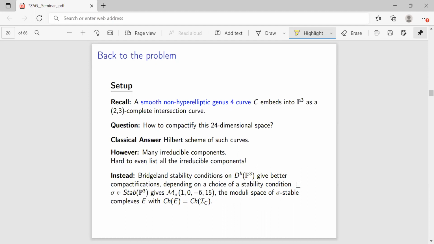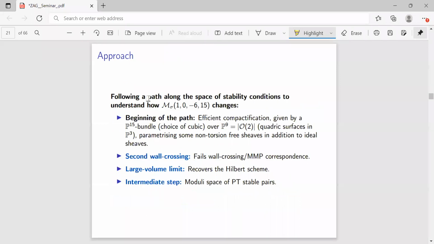Depending on the choice of the stability condition in the Stab of P3, this gives you these moduli spaces M_sigma of (1, 0, -6, 15). This is just the Chern character of the ideal sheaf of such curves. So we have this moduli space, and we want to see how this changes. Basically, we take a path in the stability space to understand how this moduli space changes. I will show you a lot of pictures on that later.